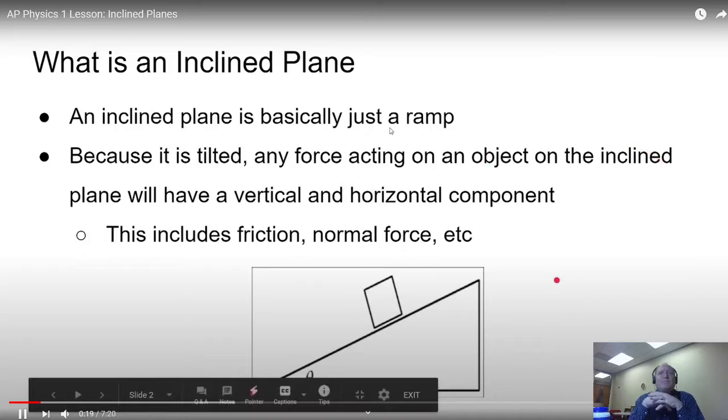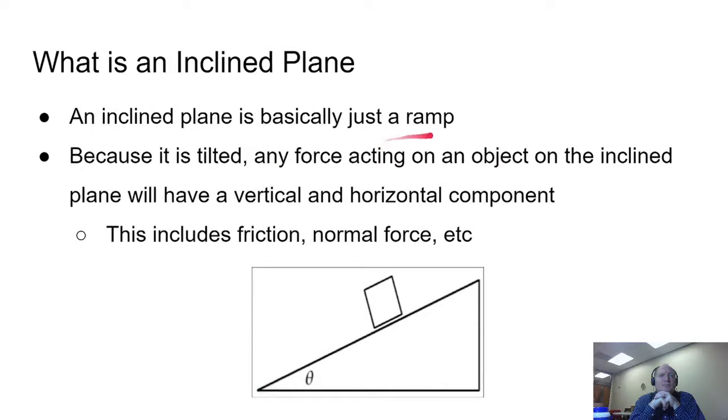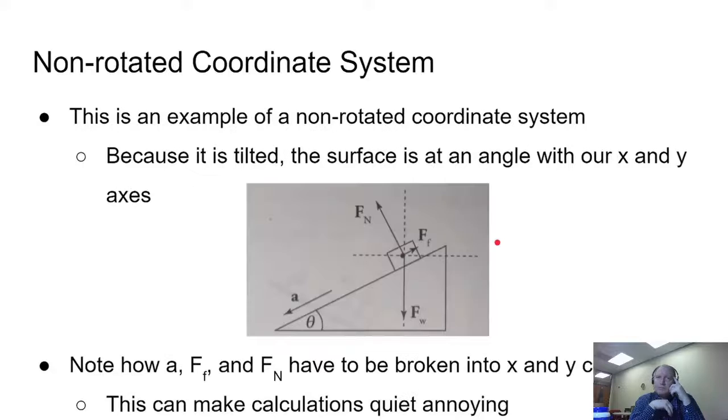It's basically just a ramp. So because it's tilted, any force acting on an object on the inclined plane will have a horizontal and vertical component. This includes friction, normal force, etc. Cool. And yeah. So here's the thing about our inclined planes.